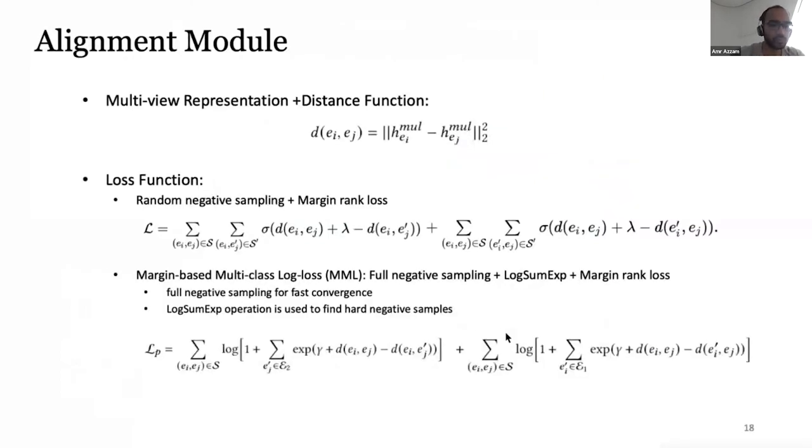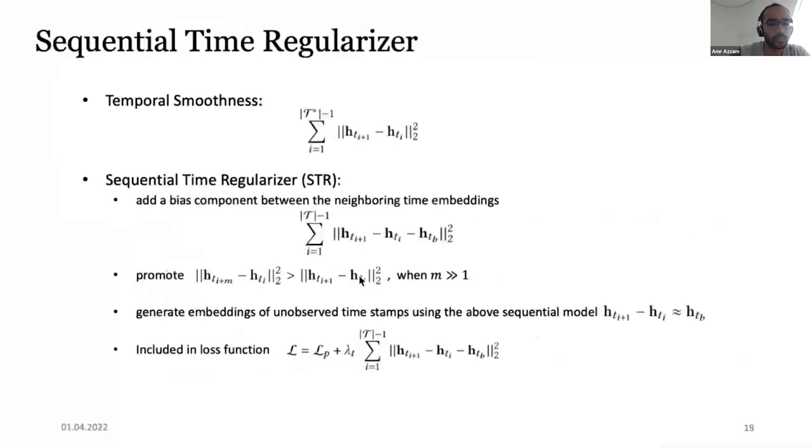For model training, most existing entity alignment models use random negative sampling and margin rank loss. In this work, we use full negative sampling for faster convergence, and a log-sum-exp operation is used to automatically find hard negative samples. The whole loss function is named MML.